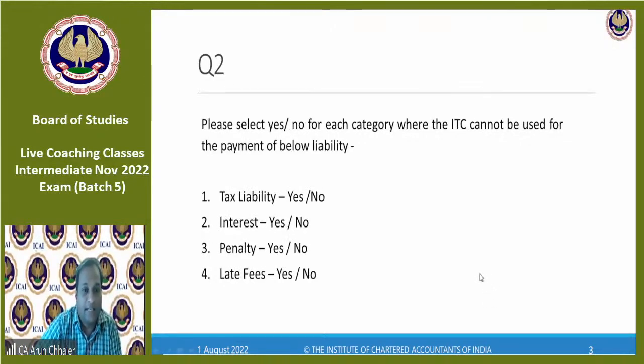What is the answer to the question: please select yes or no for each category where the ITC cannot be utilized for the payment of the below activity? Can you use the ITC for tax liability? Yes or no? Can you use the ITC? But Karthik, I have not received the answer from Akash, who has asked the question. That is the point I'm asking again. Akash, is it clear or not?